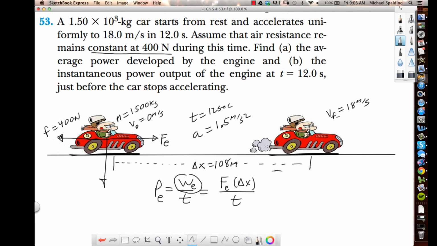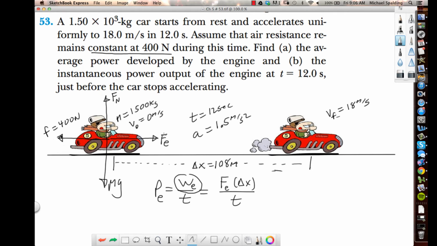Then we have mg down, which we're not going to use for this problem, and the normal force up. Is mg doing any work? No, because it's perpendicular to the motion. Does the normal force do any work? No, it's perpendicular to the motion.